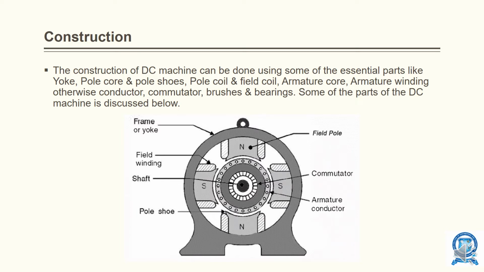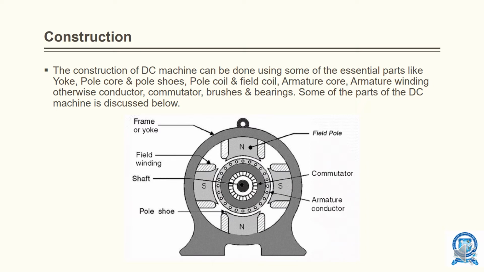A DC machine used for industrial electric drives has three major parts. They are the field system, armature and commutator. These are the three major parts of a DC machine. Let me repeat it again: the three major parts are the field, armature and commutator.